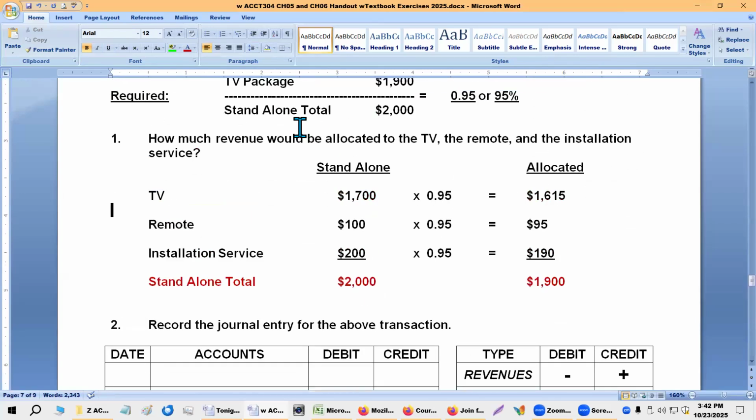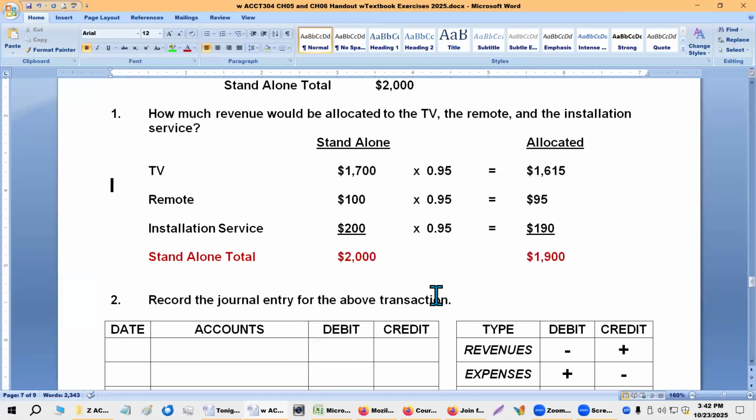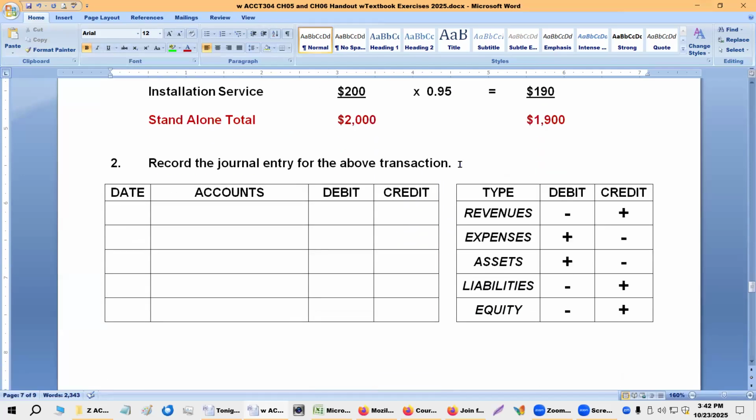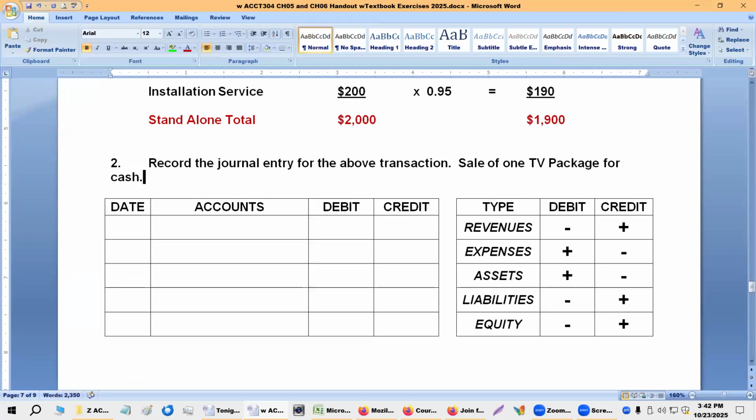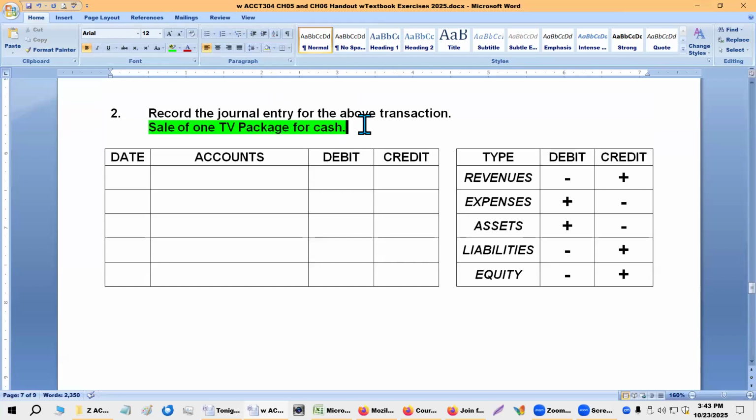Okay, I changed this one, and that's why this one looks off. Record the entry for the above transaction. You say there is no above transaction. Let me change this. Let's say the sale of one package. I'll put it underneath, I guess. So add this to it. I thought I had this all worked out. No, I say that every time, but.